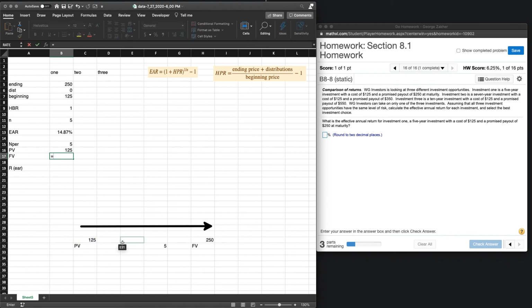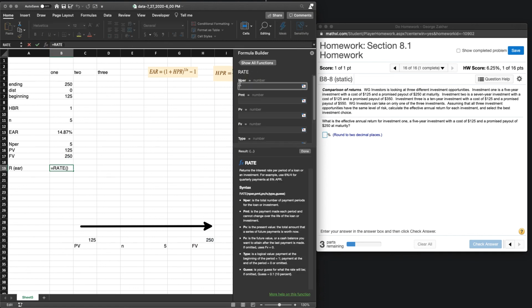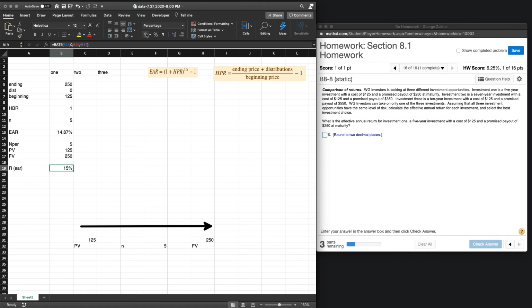So we'll use our rate function. No payments are being made. For present value, make sure one of these numbers is negative. And we have the same value here. So we can plug that in.